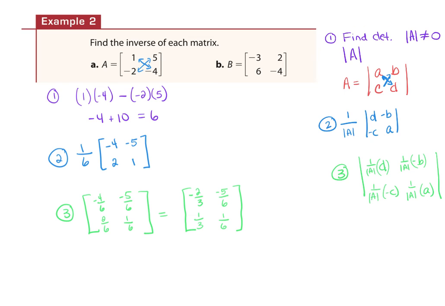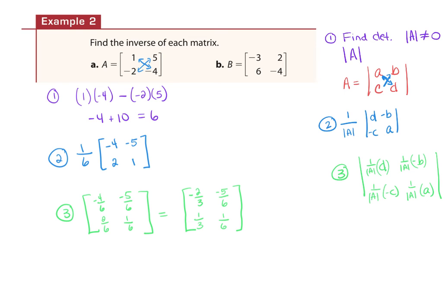So it's a little bit of a process, but it's not difficult. Just find your determinant, multiply it through to your switched around matrix, all right? Let's look at the second one, B.